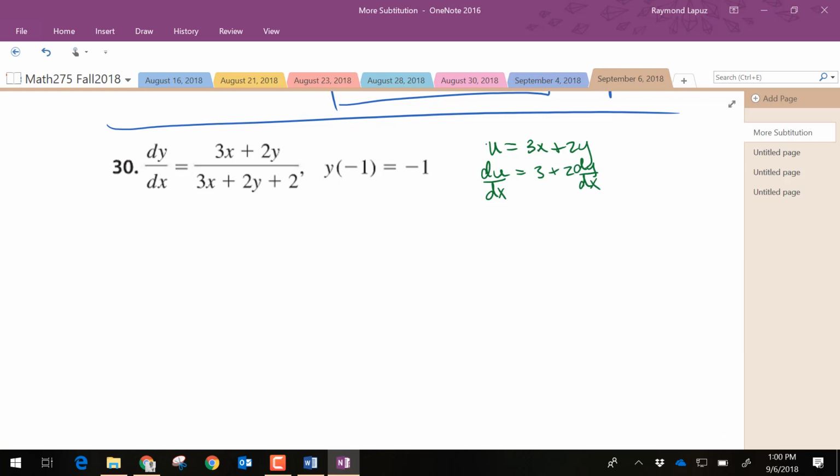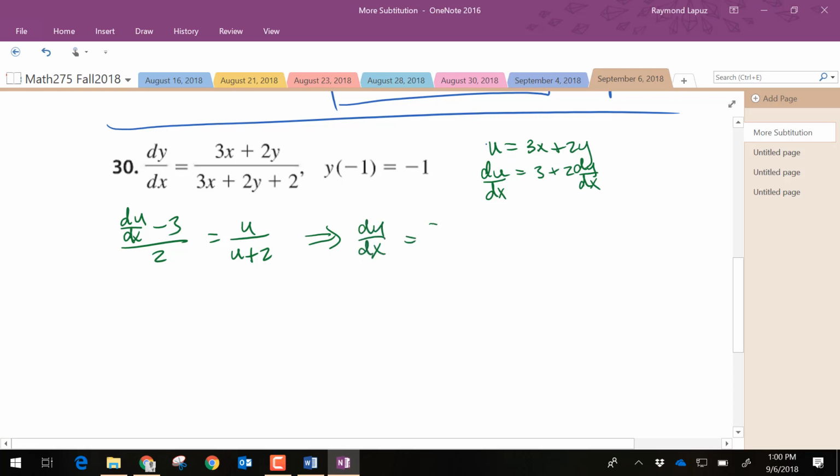Okay, so let's see if we can put it all together. This is going to be (du/dx minus 3) divided by 2 is equal to u over u plus 2. So let's do some algebra. Let's bring the 2 over to the other side, and then we'll add 3. du/dx is equal to 2u over u plus 2.